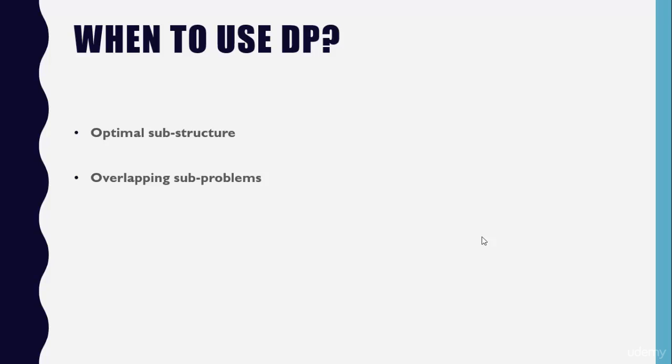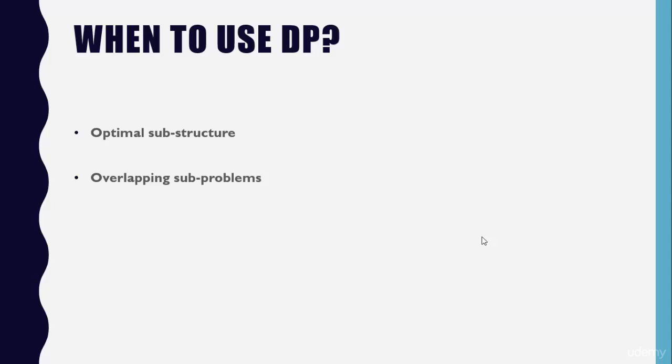To be able to use DP, the original problem must have optimal substructure: the optimal solution to the problem contains within it optimal solutions to subproblems. It must also have overlapping subproblems, where we accidentally recalculate the same problem twice or more.